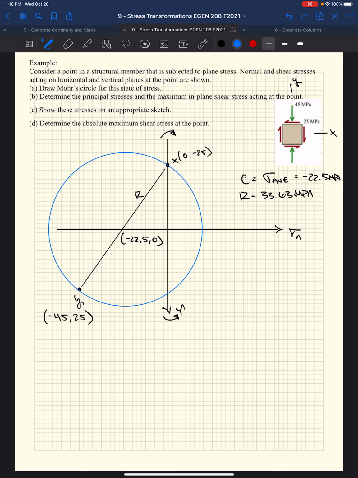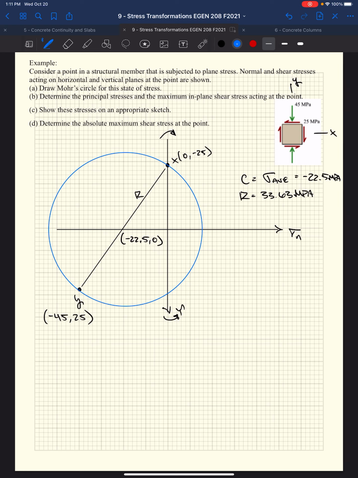Okay, so we drew Moore's circle based on our coordinates. These coordinates come from our initial stress state, right? The 45 and the 25. Based on the sign convention of Moore's circle, right? Clockwise above the x-axis, counterclockwise below for shear stress, tension to the right, compression to the left for normal stress. Then based on having those 2 coordinates, we can draw a circle knowing that the center lies at the average normal stress, right? Halfway between our x-coordinate and our y-coordinate. In our case, it's negative 22.5 megapascals.